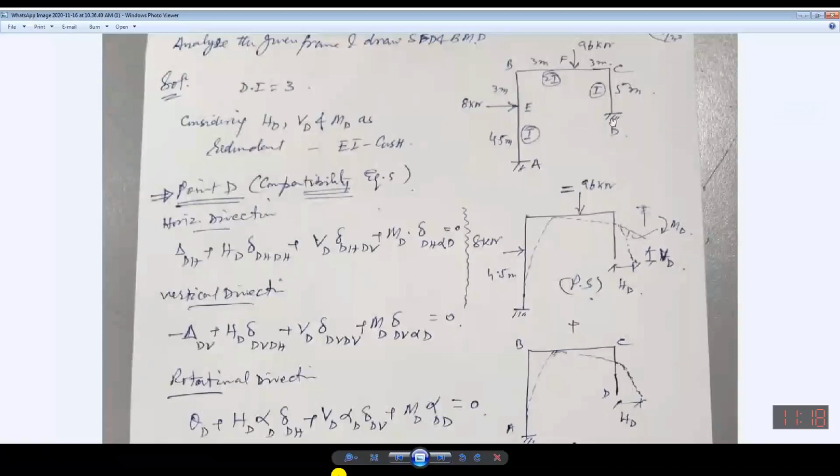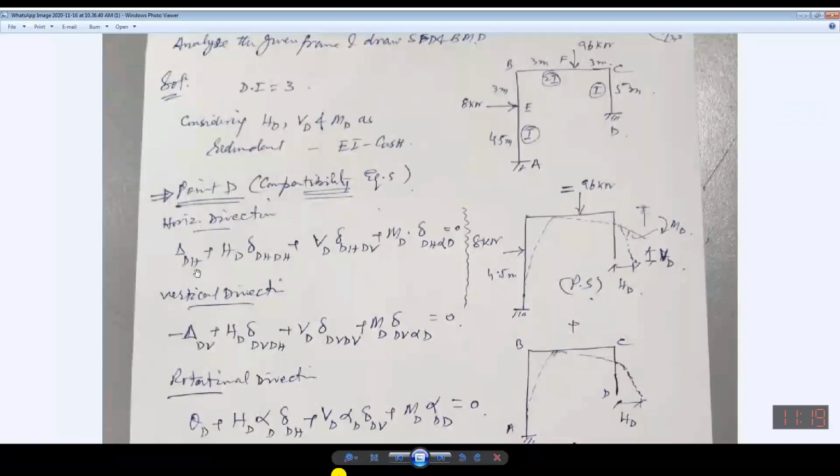So this is the compatibility condition. It means your member must remain in contact with the actual support. So this is known as the compatibility condition. If I consider in isolation the horizontal displacement in the horizontal direction, then delta dh is the displacement due to applied actual loading, delta. This is the same nomenclature as we have done earlier. Delta is the displacement at point D in the horizontal direction due to applied actual loading, plus HD.